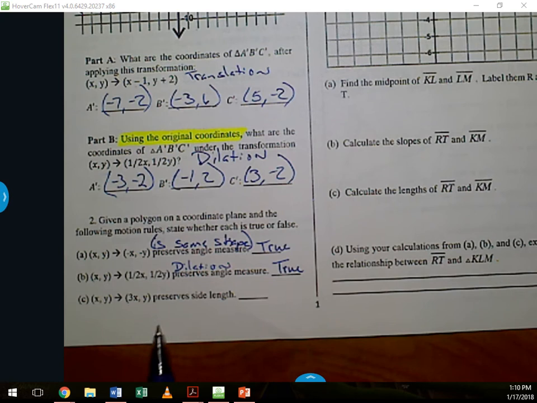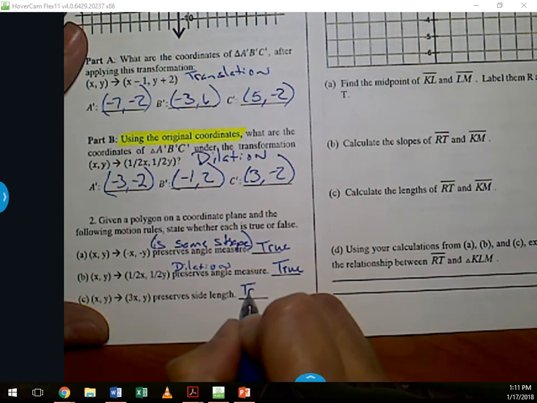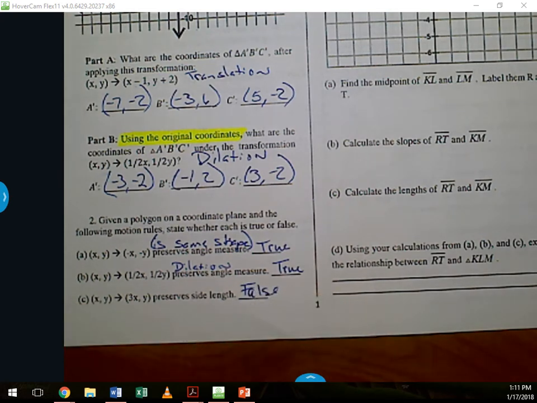Now, this one right here. Does this preserve side length? No, it's not going to. Why? What does this do? You were right. What did it do to my x value? It multiplied it by 3. Yeah, multiply by 3. So is that getting bigger? Yes. So is that going to keep the same size? No, it doesn't. So the size is going to be different. Okay, so this is going to be a false.